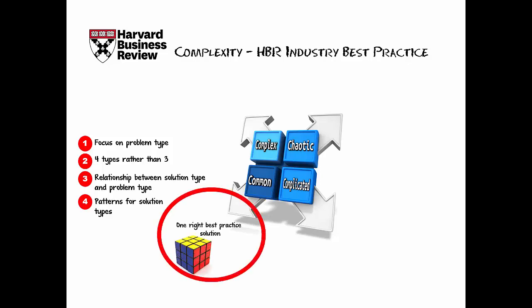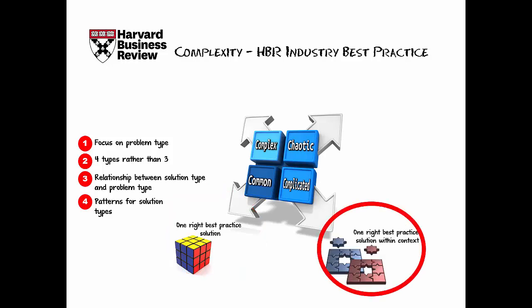Now let's go through an example, okay? If it's a common problem, even a messed up Rubik's cube, there really is only one right best practice solution where it all gets together. There is a solution to common problems, and it's one right best practice. For complicated problems, the industry model says that there's one right best practice solution, but it's within context.